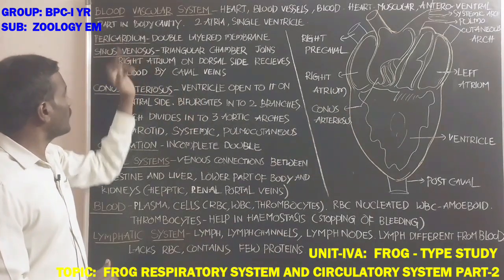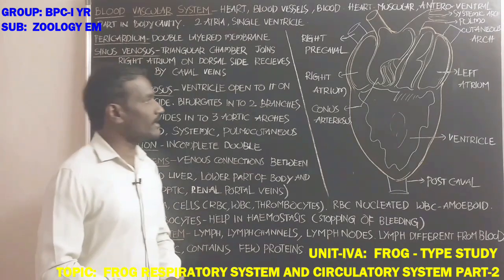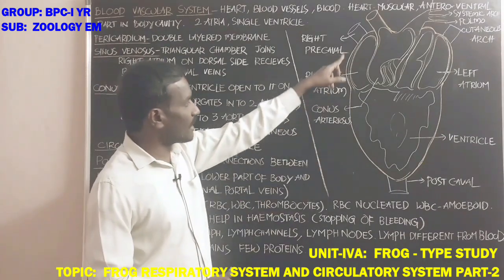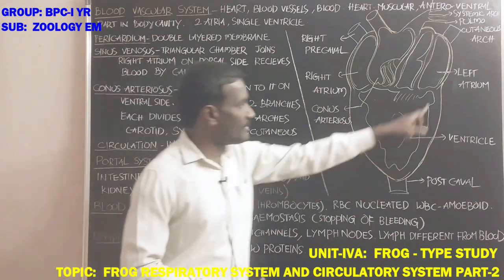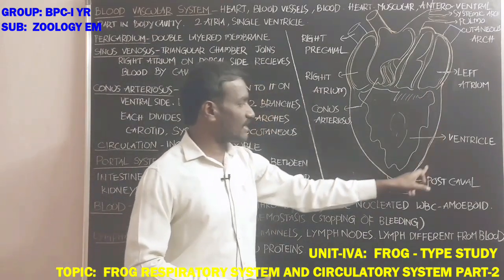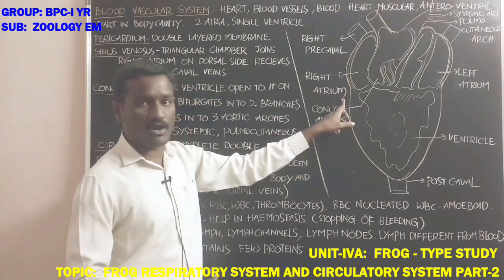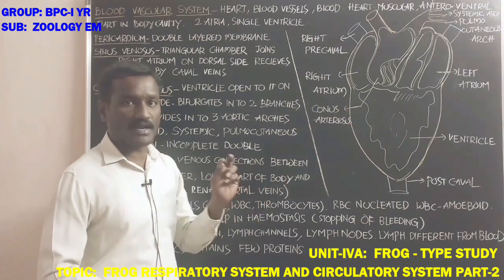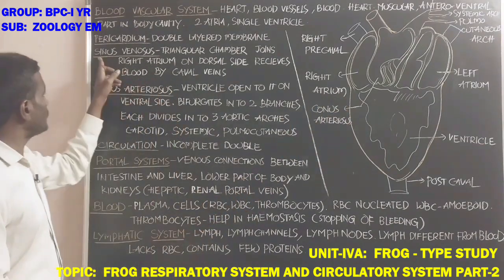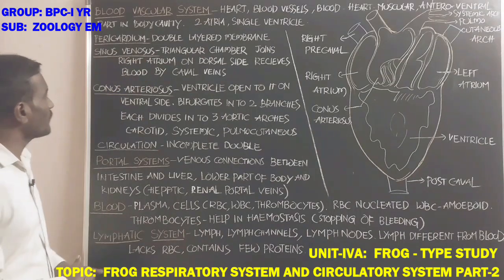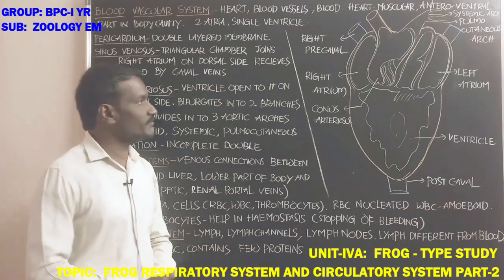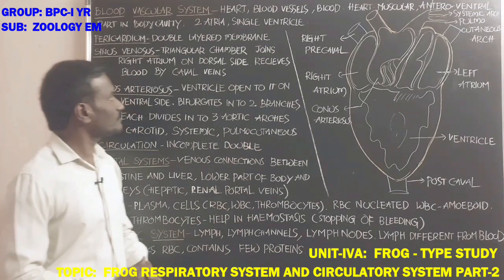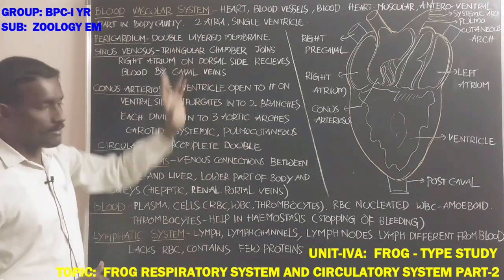Next, pericardium, students. What about the pericardium? Heart is surrounded with a double layered membrane. Outer surface of the heart is surrounded with the double layered membrane, that is called pericardium. Next, sinus venosus. What is sinus venosus? Sinus venosus, it is the triangular chamber.